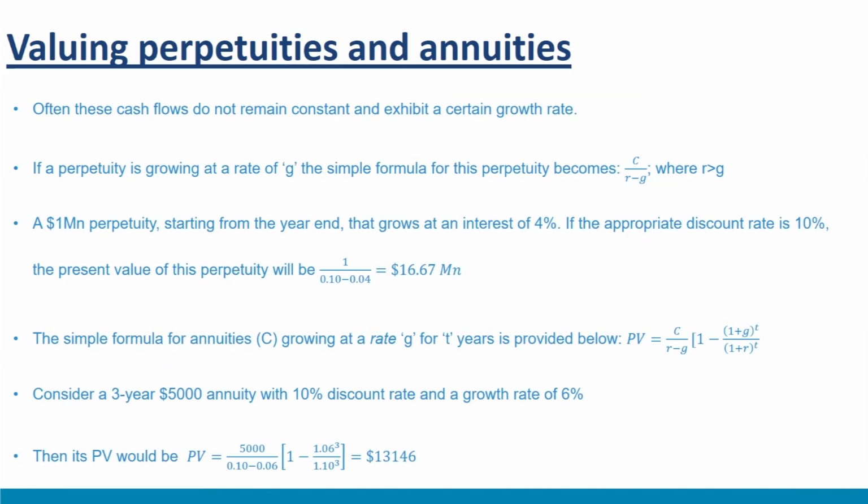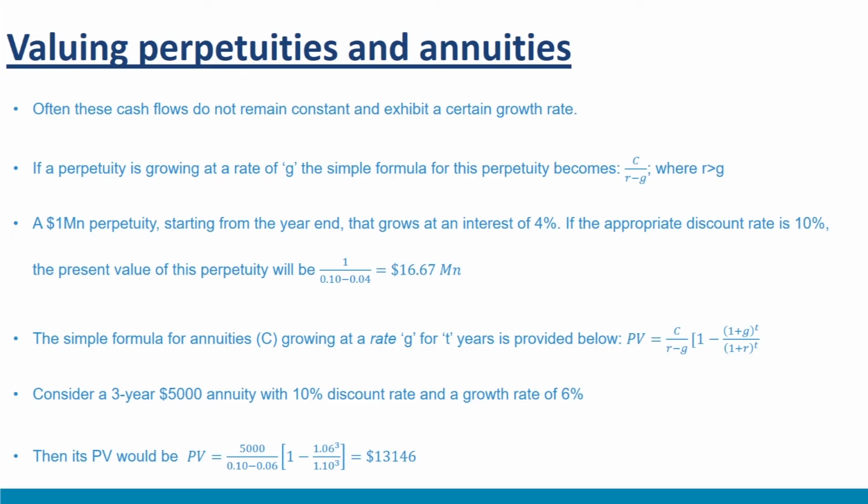Often, these cash flows do not remain constant and exhibit a certain growth rate. If a perpetuity is growing at a rate of g, the simple formula for this perpetuity becomes C upon R minus g, where R is greater than g. Consider the following example. A $1 million perpetuity is starting from the year end that grows at a rate of 4%. If the appropriate discount rate is 10%, the present value of this perpetuity will be 1 upon 0.1 minus 0.04, equal to $16.67 million.